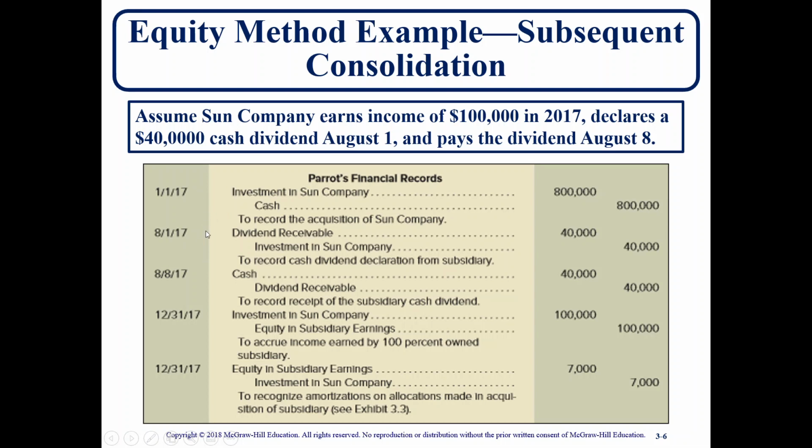And then we start recording whatever activity pertains to Son Company. Again, the dividends and our share of income. Actually, we own 100% of the company, so the entire income generated will be recorded in Parrot's financial records. And then we have the net amount of that amortization. So we're going to debit equity in subsidiary earnings and then credit the investment.